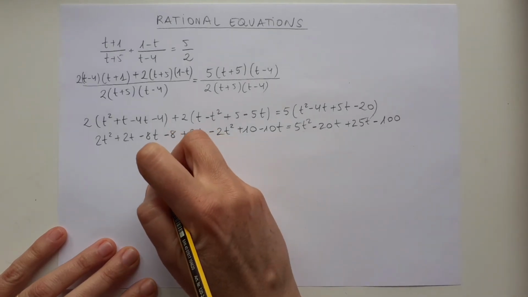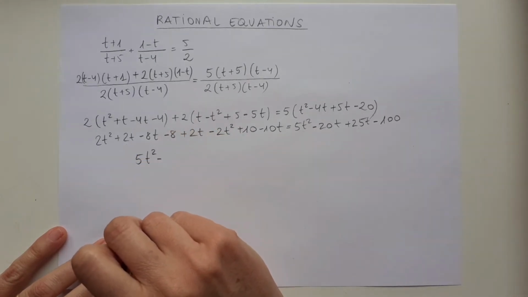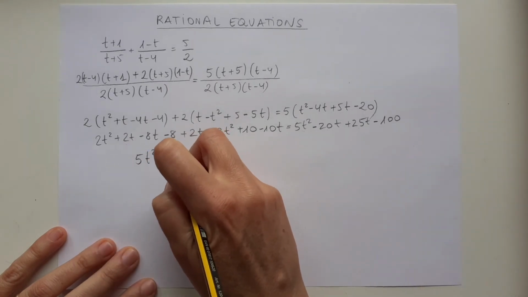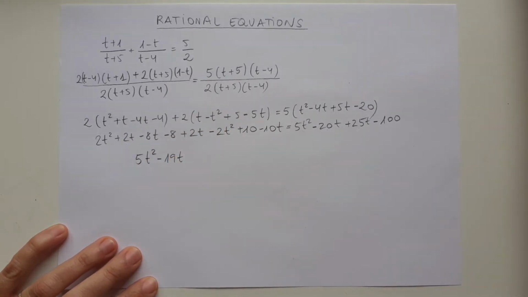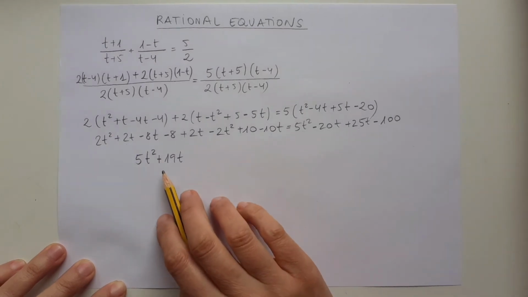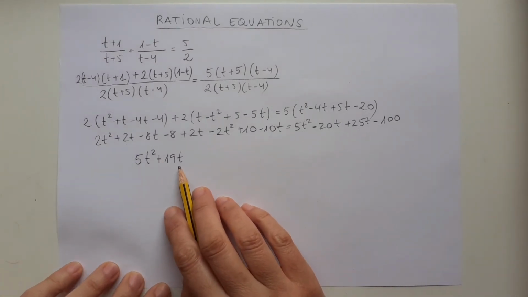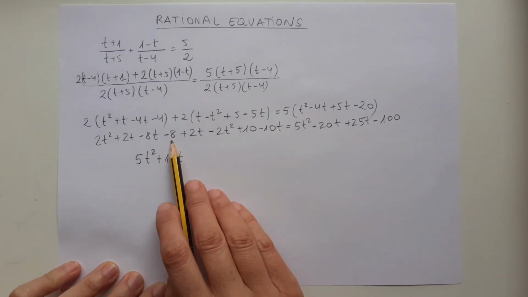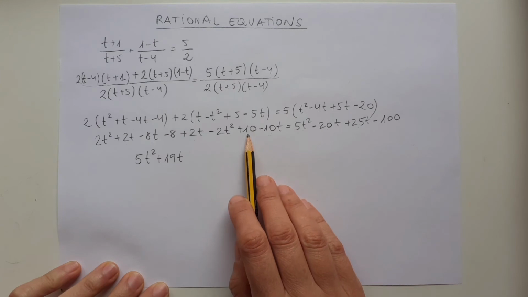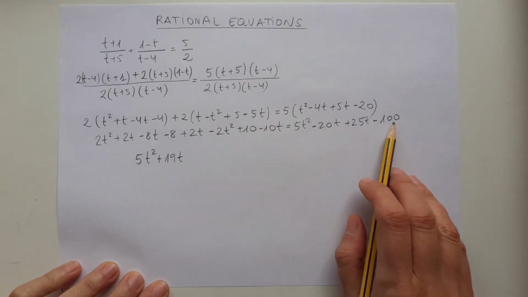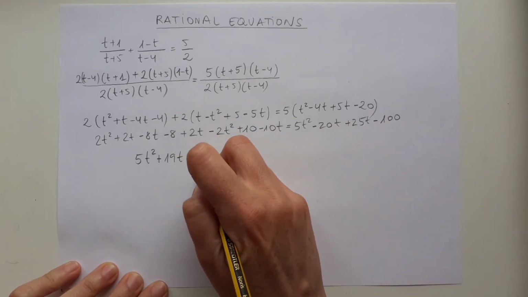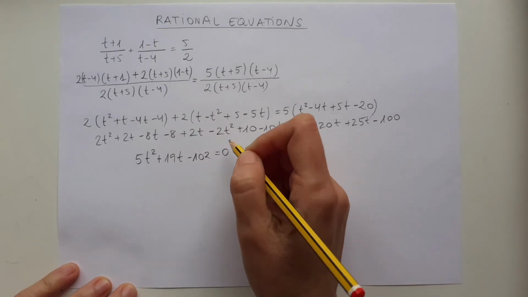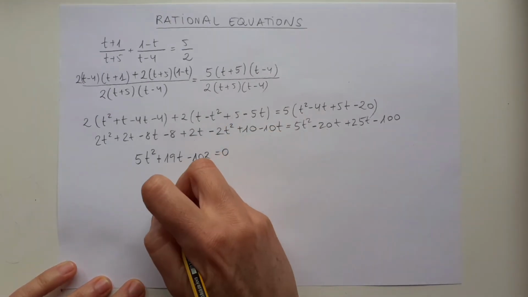That is minus 19t. The result is 19t for the terms with t. And now we go on with numbers. So we would have negative 8 plus 10, 2, which goes negative to the other side, minus 102 equals 0. We have to solve this second degree equation.